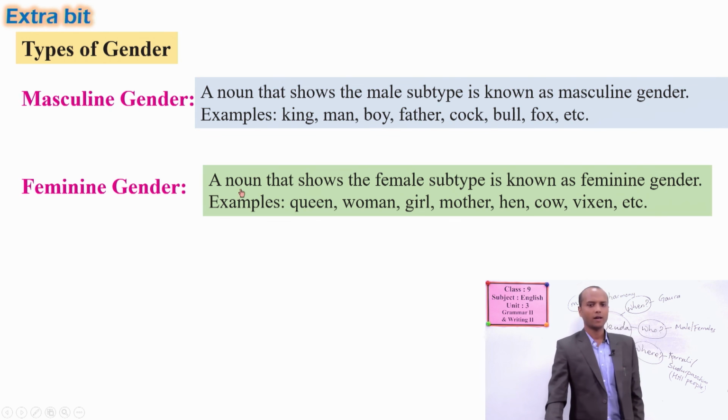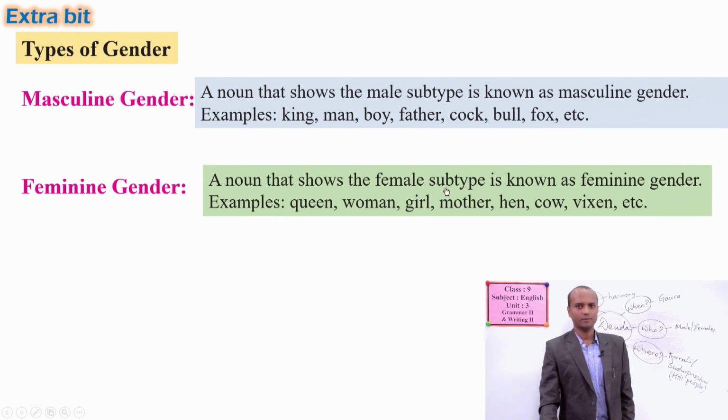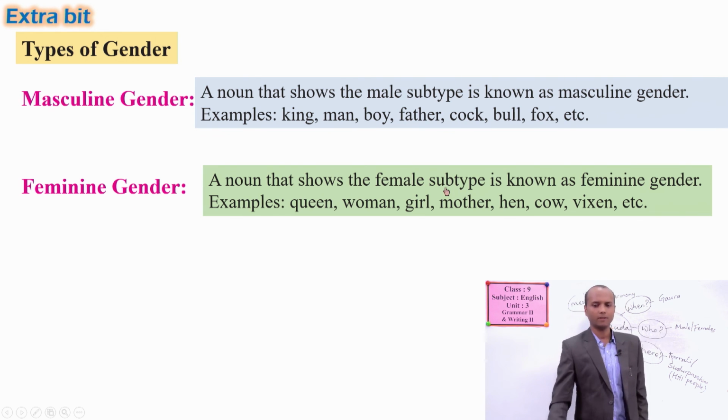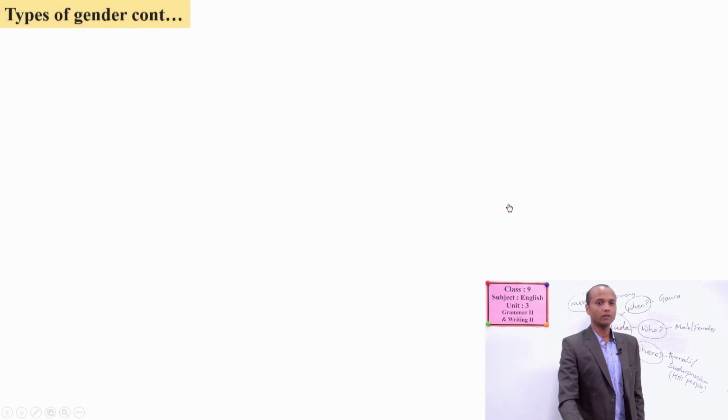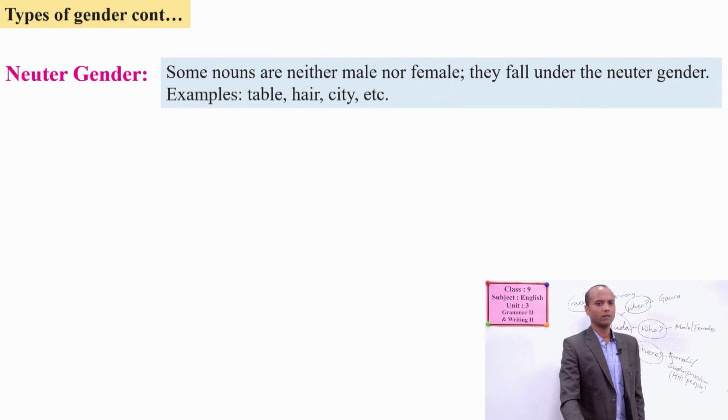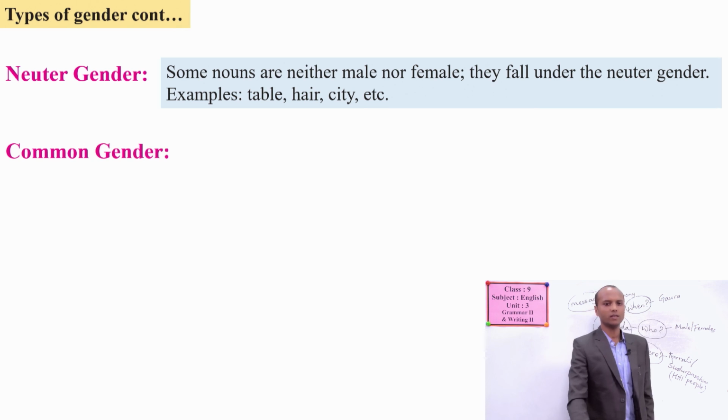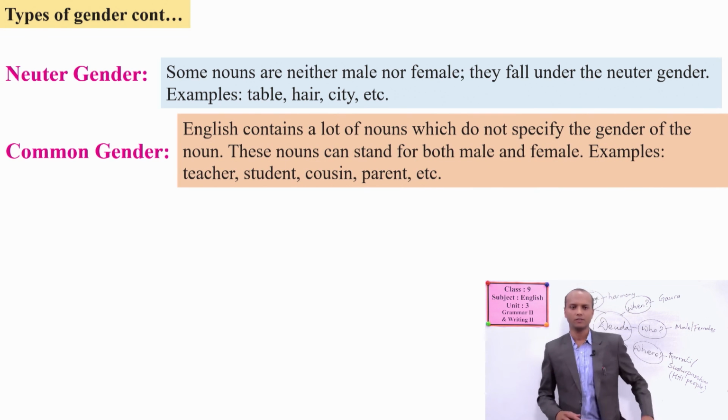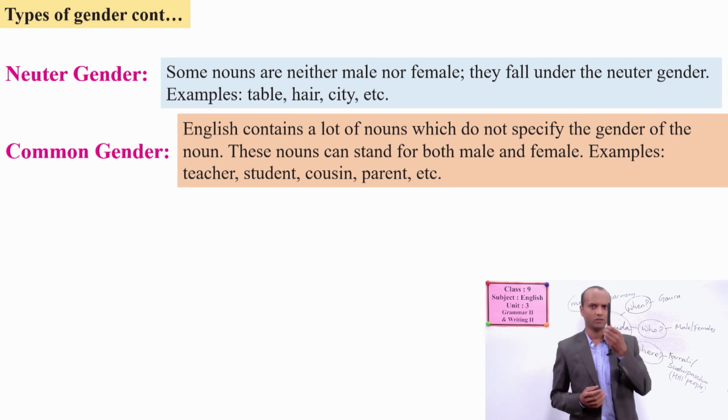Feminine, a noun that shows the female subtype, means female characteristics, okay, known as feminine gender. For example, queen, woman, girl, mother, hen, cow, vixen, etc. Okay, there are other 2 as well. Let's see. Next is neuter gender, and last one is common gender. Neuter gender is, for example, this is a neuter gender. It does not have any gender or marker.